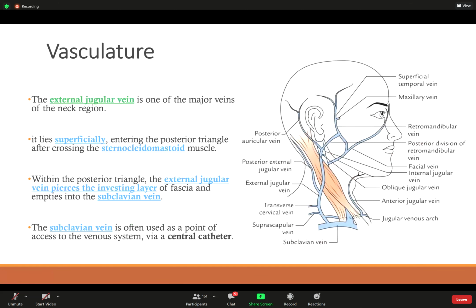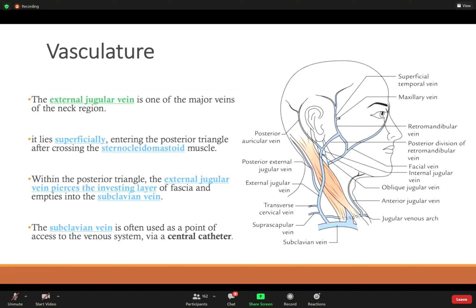Okay. So what are the other structures, other than muscle, that we can see in this triangle? You have a very important vein, which is the external jugular vein. This is one of the major veins of the neck. So the external jugular vein, you can find it in this region.